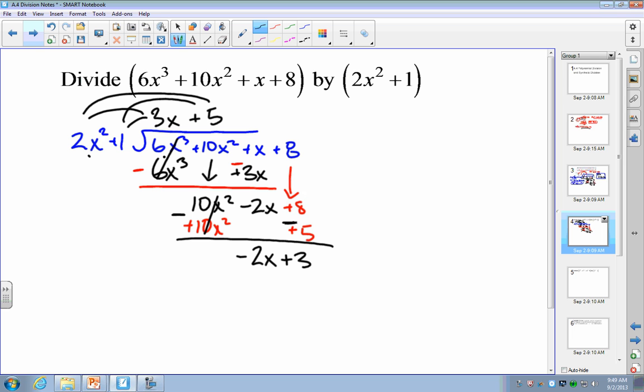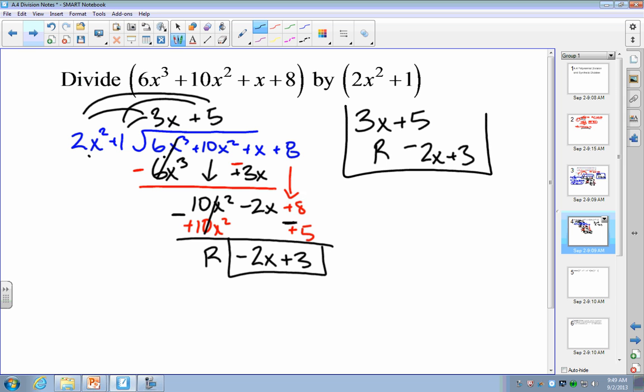There's no way you're going to get a 2x squared to a negative 2x. You can't make it go down powers, so there's your remainder. So your answer, there's your quotient with the remainder of negative 2x plus 3.